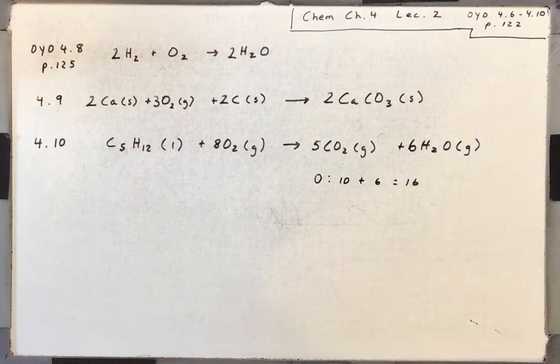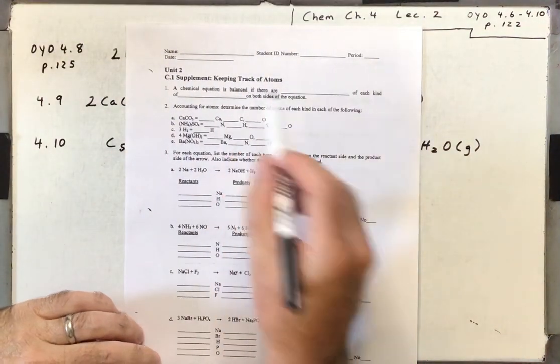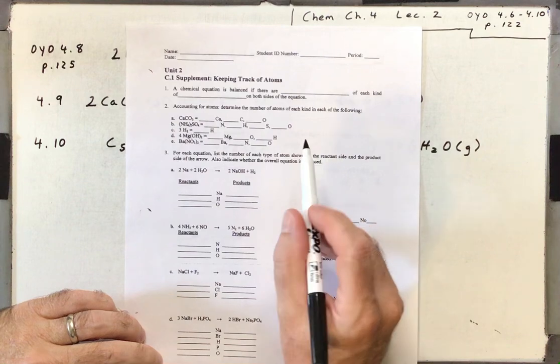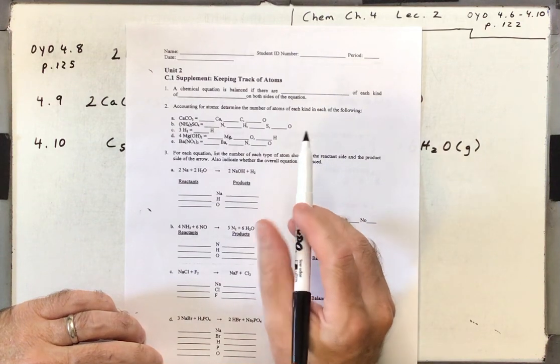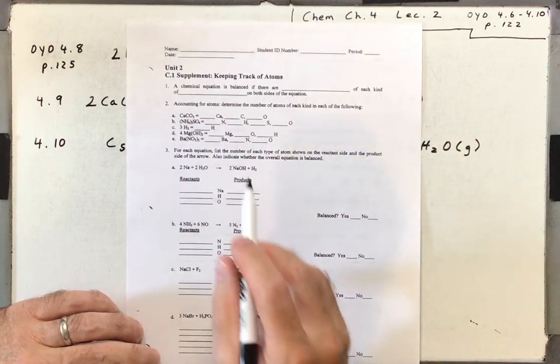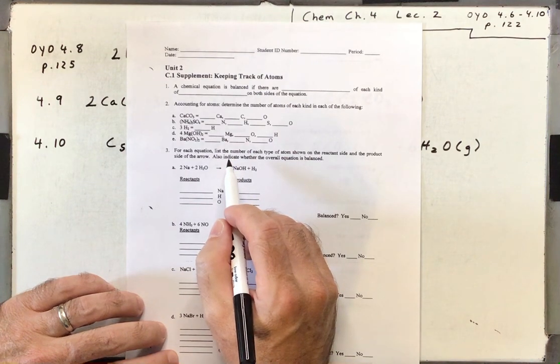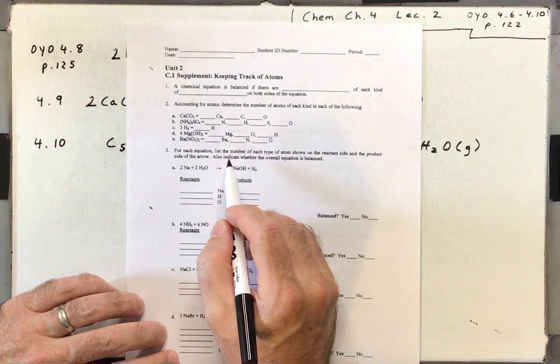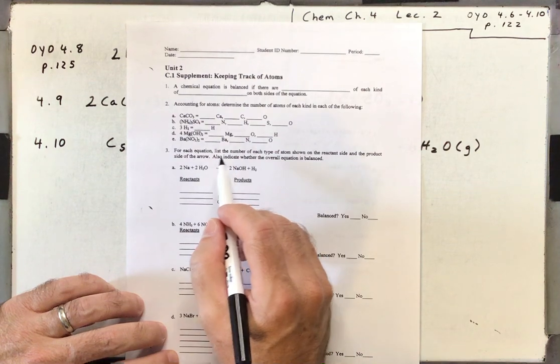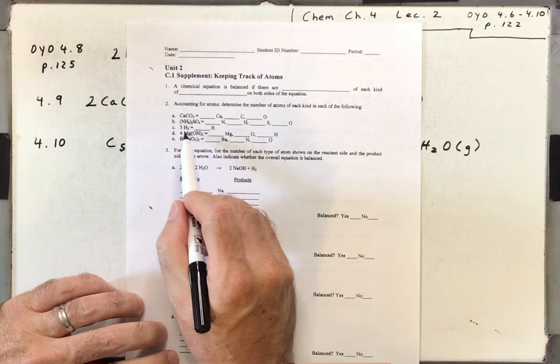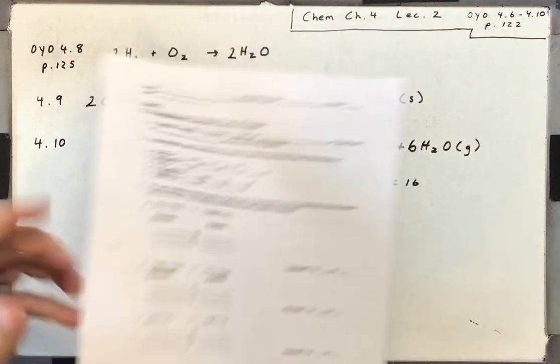Okay, so I want to alert you before we finish up this lecture. Part of your homework will be this keeping track of atoms worksheet. And I need to teach you how to count up the atoms in a polyatomic ion. So we haven't talked about that yet. So I'm going to do one of these for you. I'm going to do 2D.